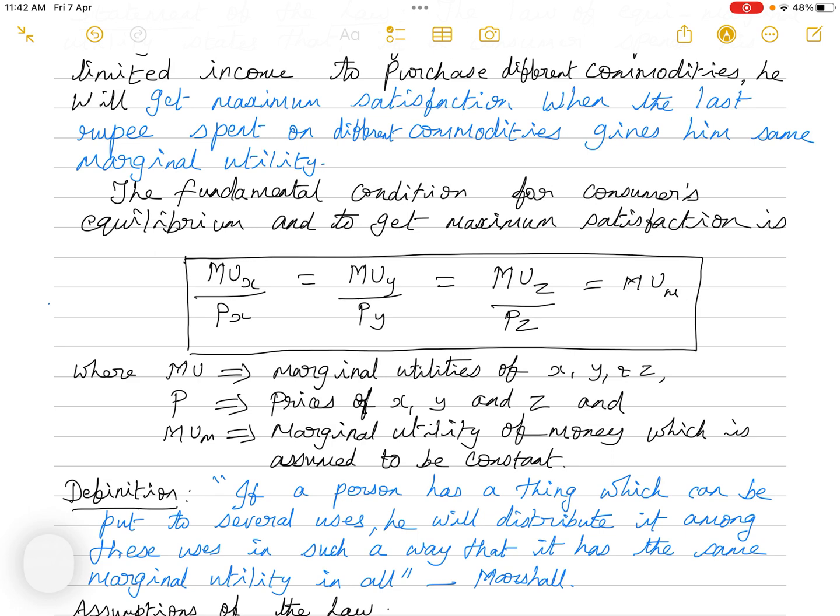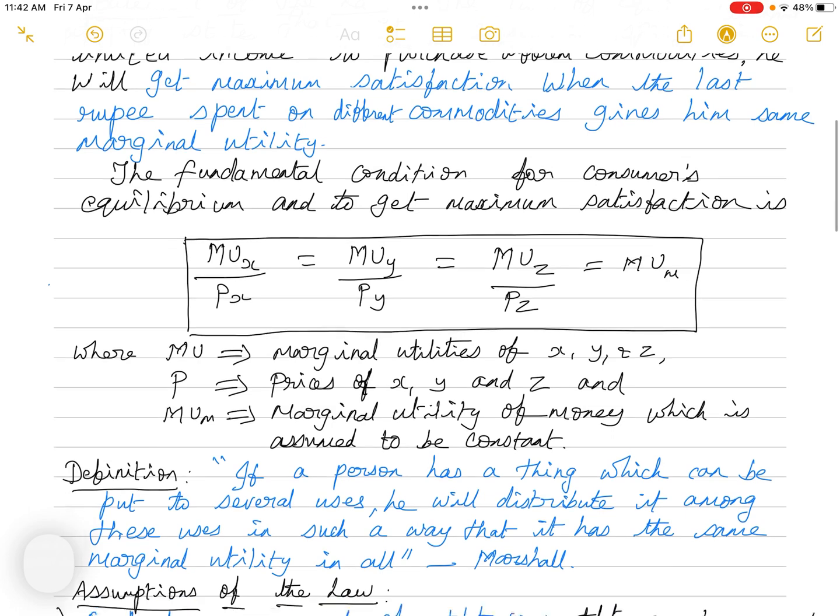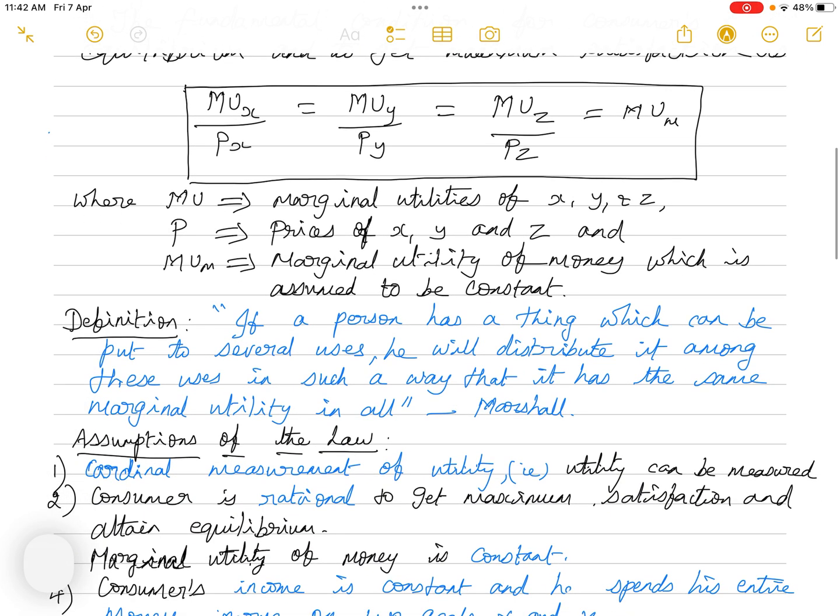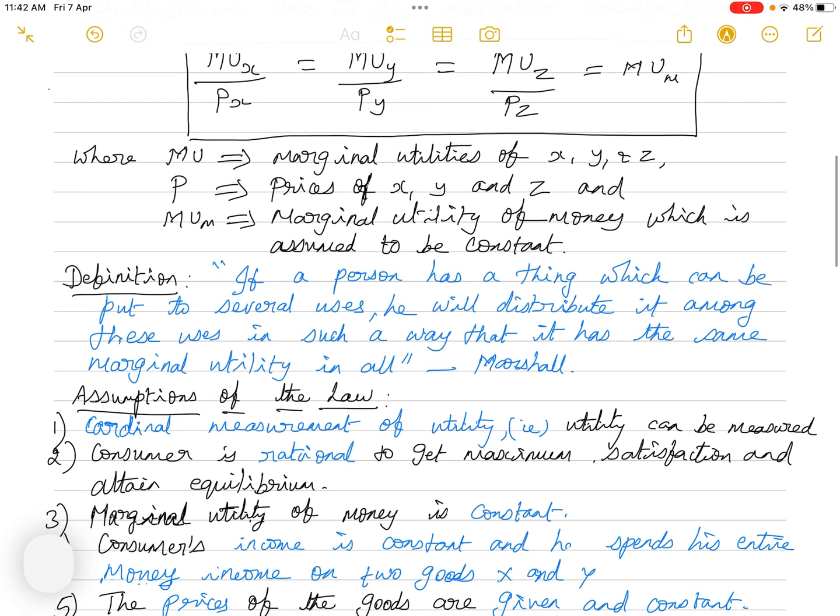equilibrium position. So you have to mention that formula and highlight the formula by mentioning it in a box. Okay, as I have mentioned here. Then next, as usual, you have to write the definition. So here I have given the definition by Marshall.